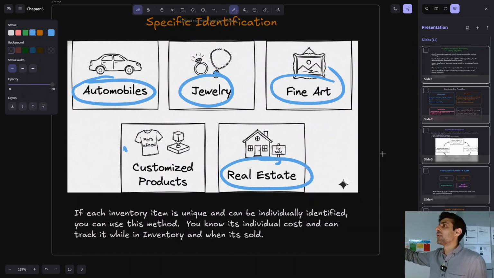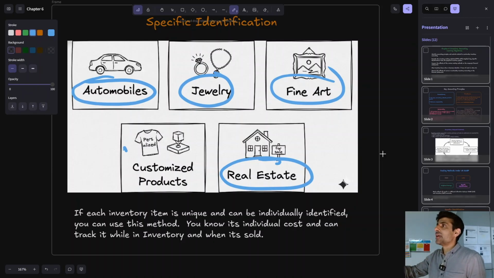It's not like Amazon where they have 50 toilets, right? Because you can't identify each toilet specifically. You only know that it's the same toilet, but toilets are a kind of commodity, so you can't really track them individually. So each individual item in your inventory has to be trackable.